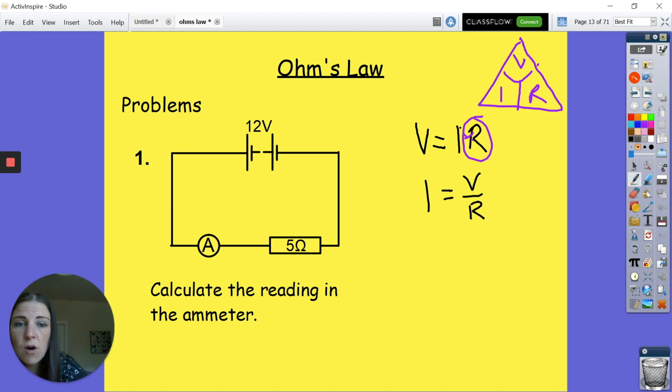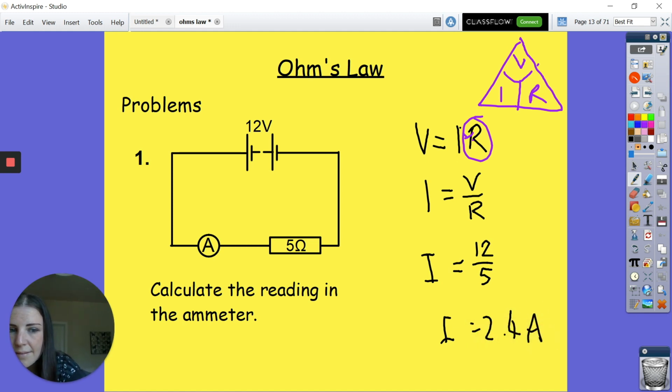Okay, as I said before, you've got options though. If you prefer my last method, do it that way. Keep going with this way, we've got I equals 12 over 5, and we get 2.4 amps.